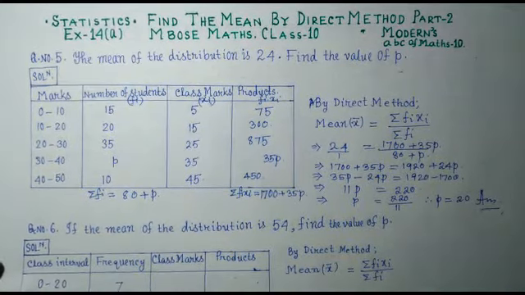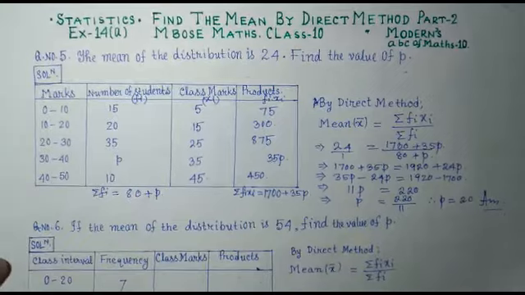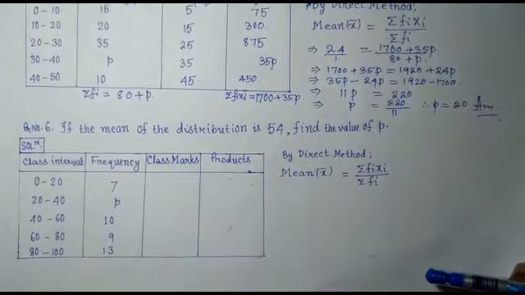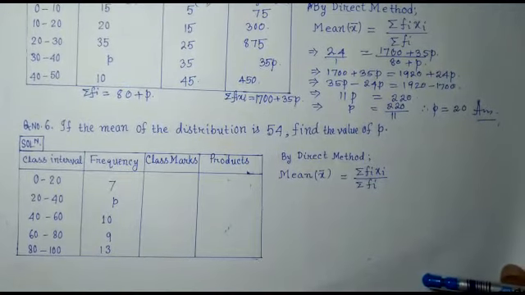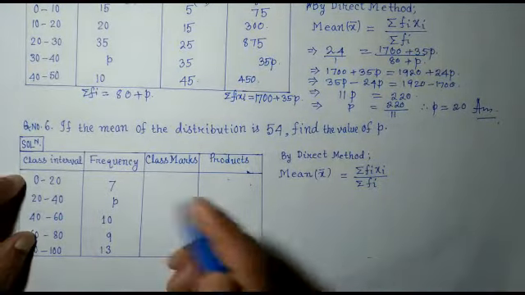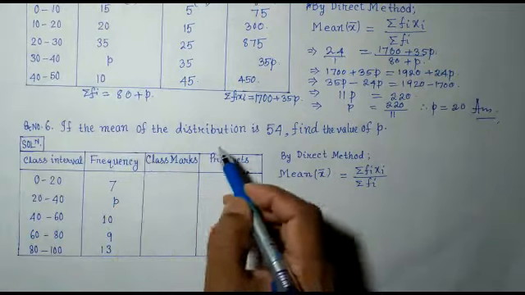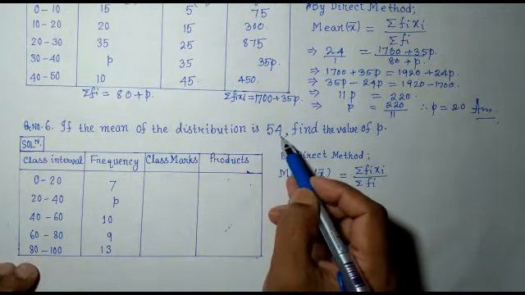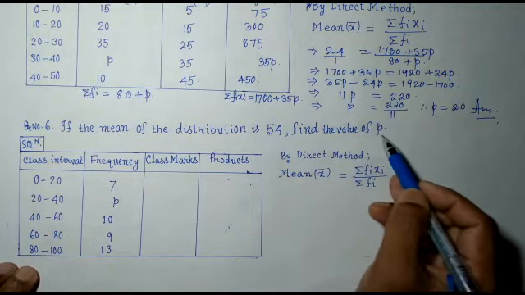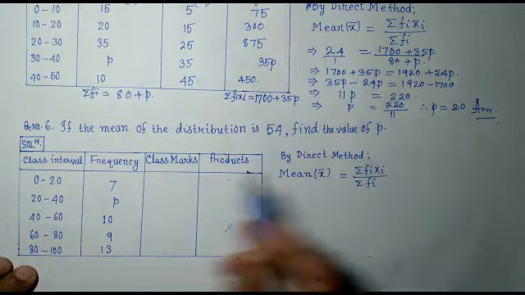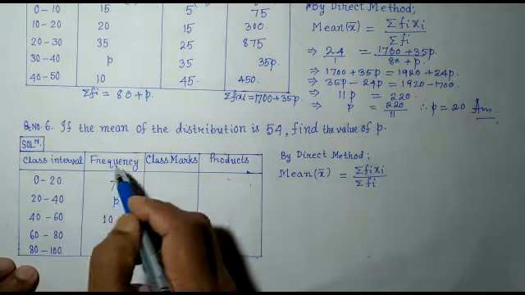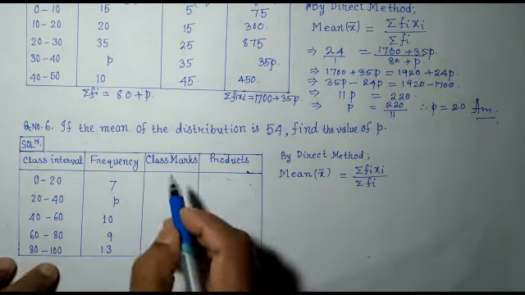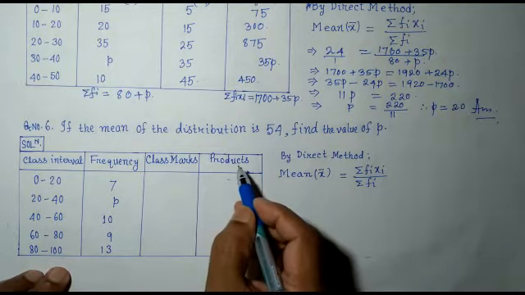And look at question number 6. Look at question number 6. The similar question, if the mean of the distribution is 54, here the value of mean is given, 54, we have to find the value of p, the similar question. So write the class interval and frequency in vertical column. So already I have written. So we need to find class mark and the products.